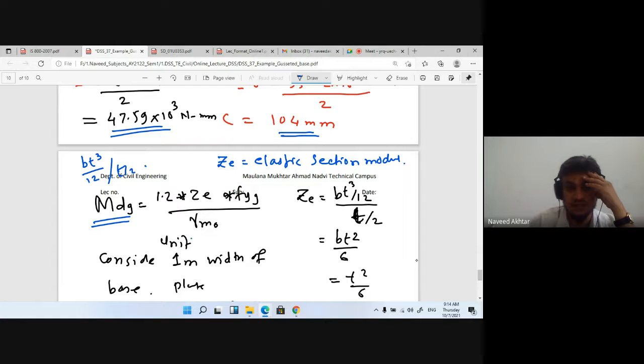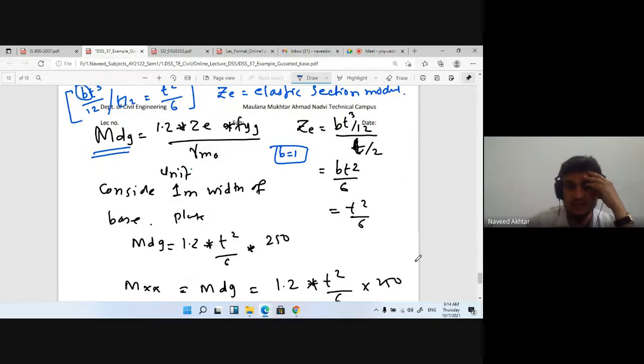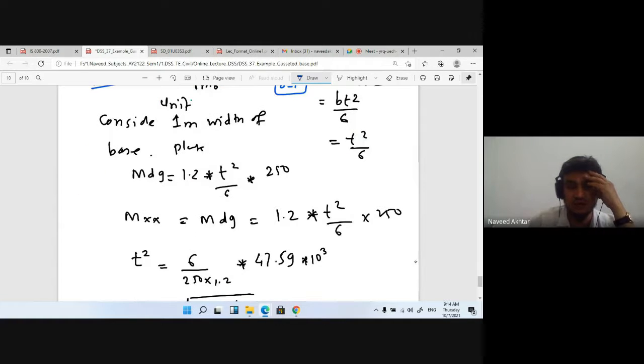If you equate this, T square by 6 will be the ZE value, because you are considering the unit width of your foundation. So B is equal to 1. The unit width we are considering, that's why B is equal to 1. Put the value, the MDG will be 1.2 times T square by 6 into Fy, which is 250.